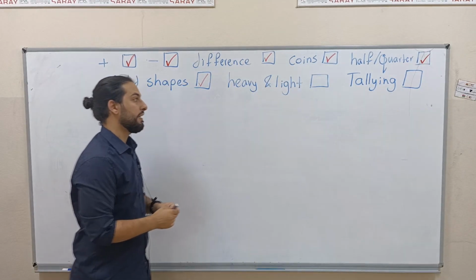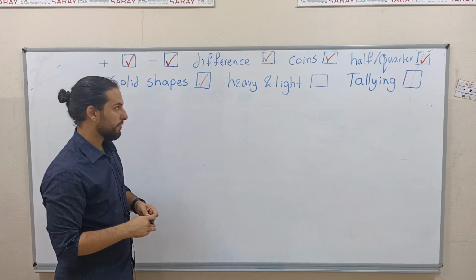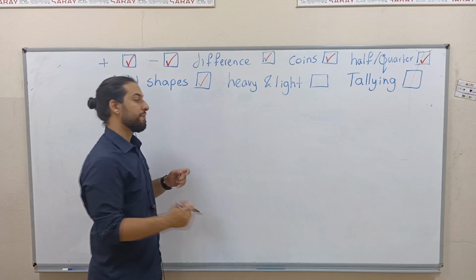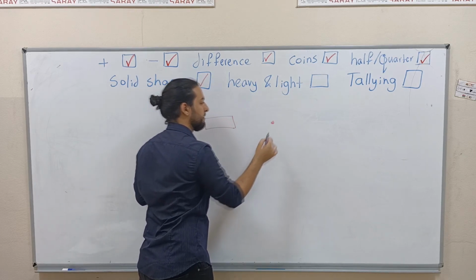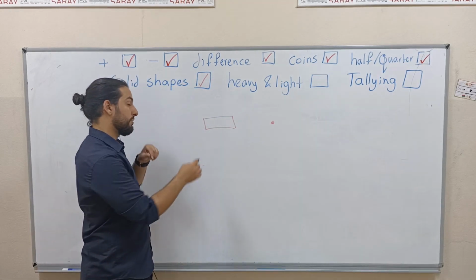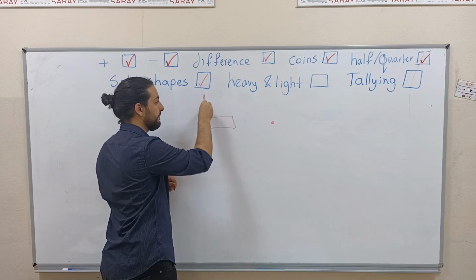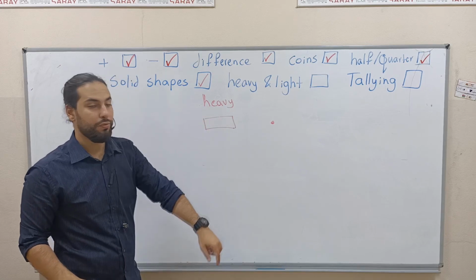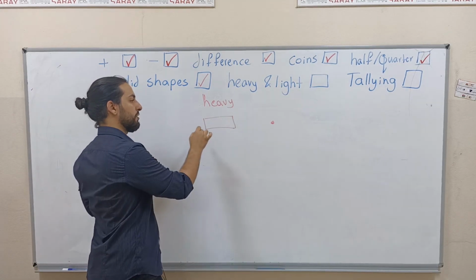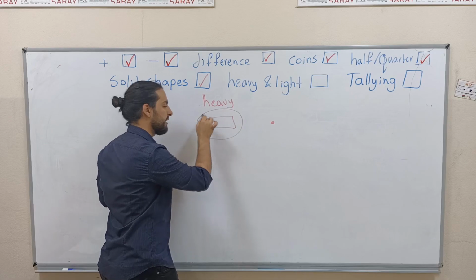Okay, now heavy and light. Now, from my understanding, we have 2 objects. One of them is heavy, and the other one is light. So students either have to circle heavy or circle light. Okay. So in this question, for example, we need to circle heavy. So which one is heavy? This one is obviously heavier.